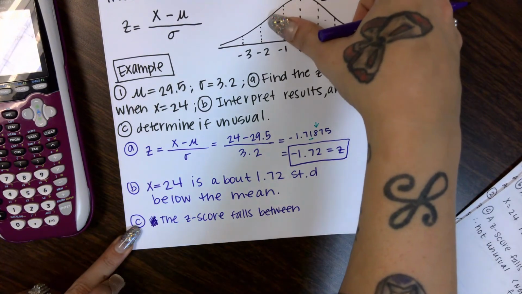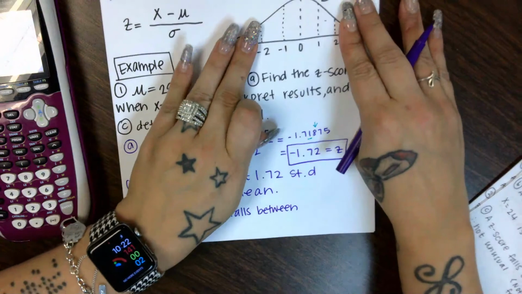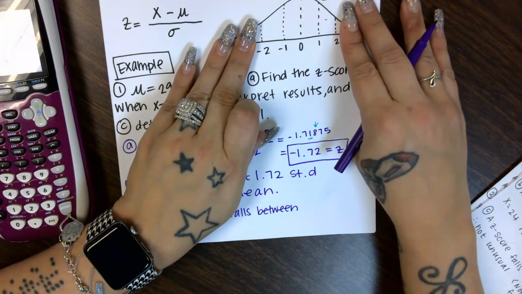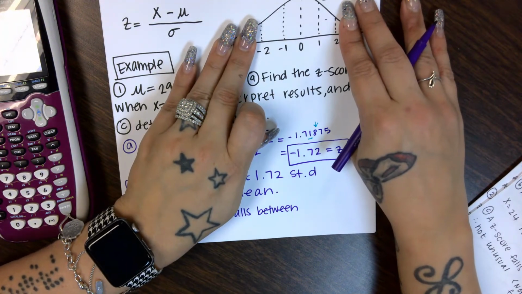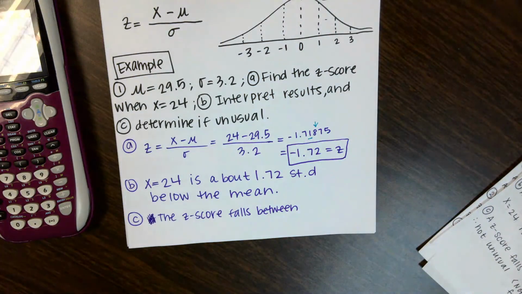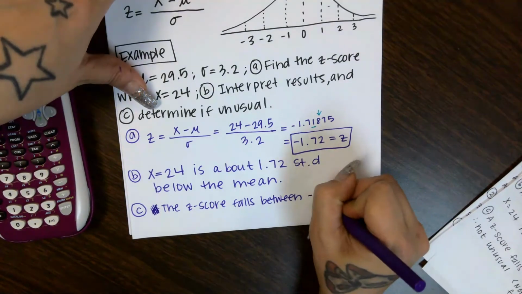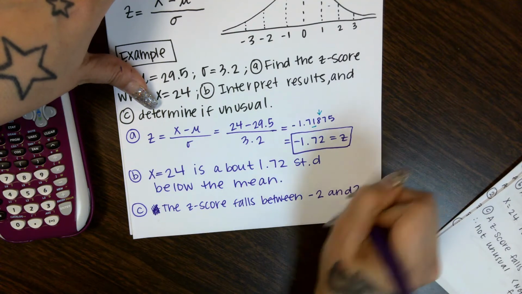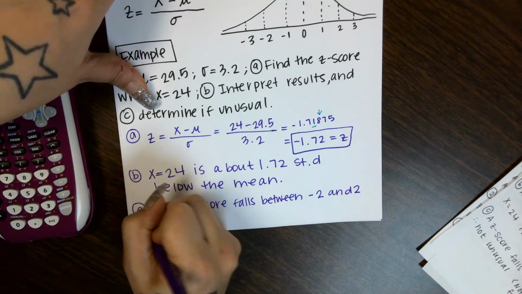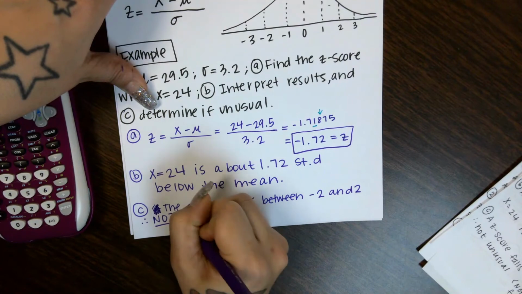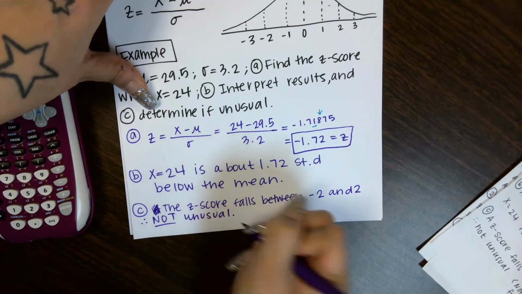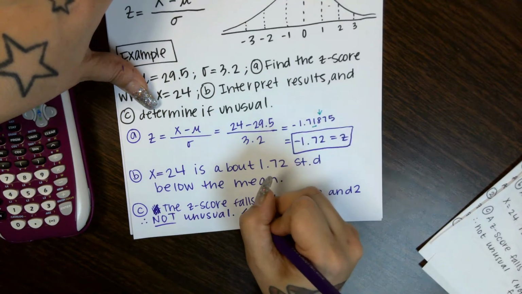With a negative 1.72. And that falls within negative 2 and 2, or 2 standard deviations. And if it is within the 2 standard deviations, it's not unusual. If it's greater than 2 standard deviations on either side, then that's when you say it's unusual. So the z-score falls between negative 2 and 2. Therefore, not unusual.